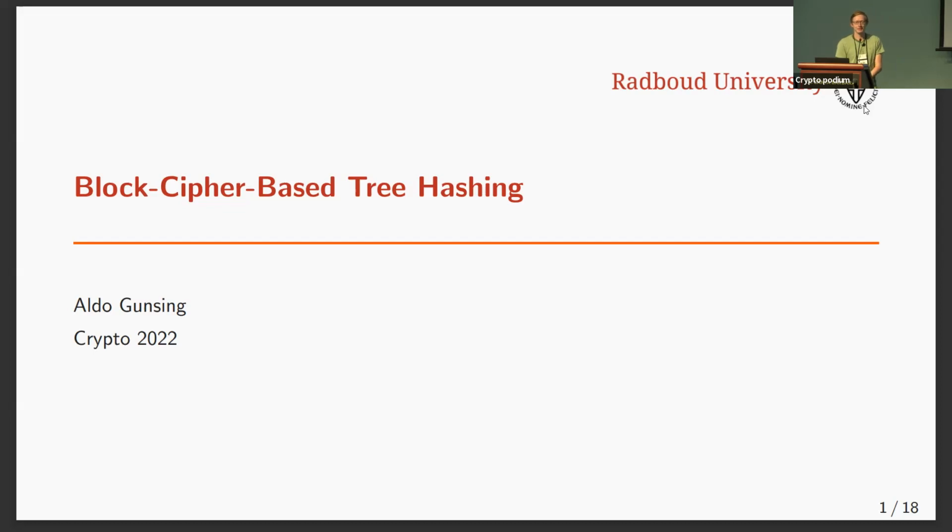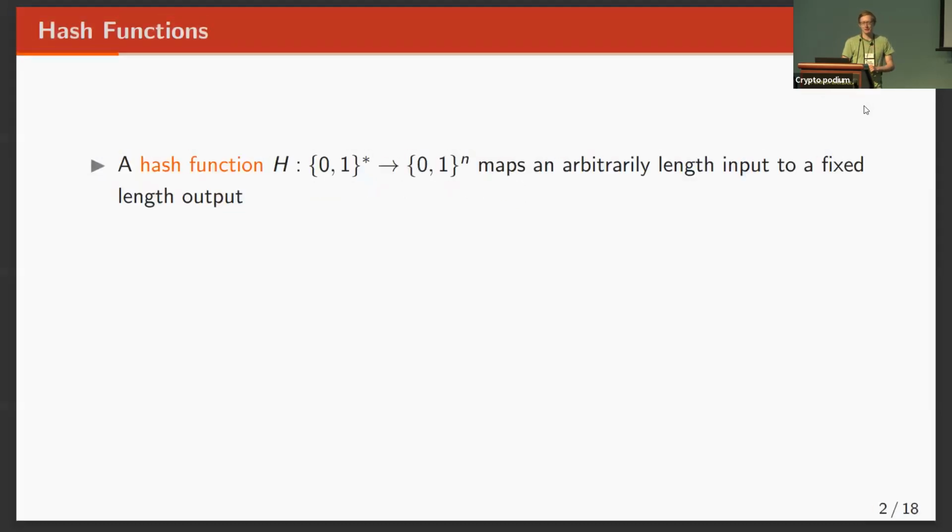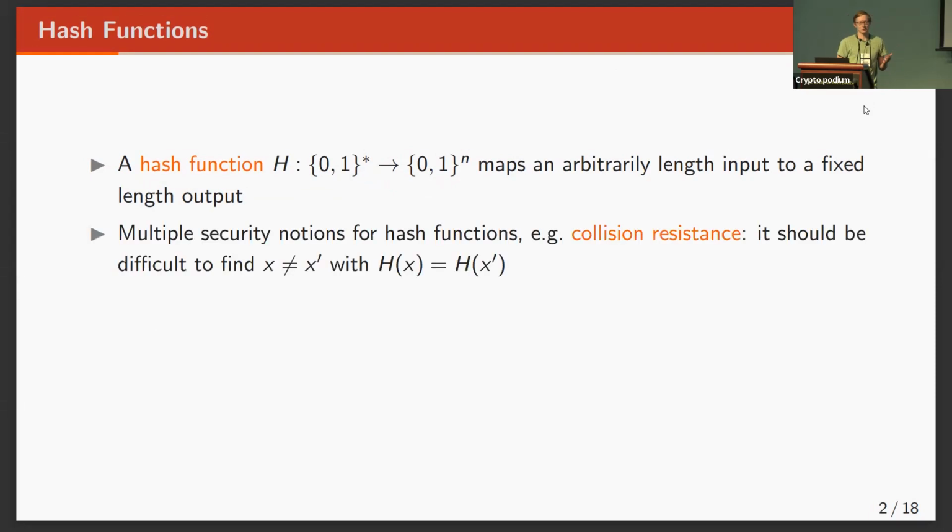Thank you for the introduction. So like the previous talk, my talk will also be about hash functions. So we'll repeat a bit of the definitions, but I will go over them briefly. So a hash function is a function that maps an input of arbitrary length to a fixed length output. And as we saw, there are multiple possible security notions for them. So one example was the notion of collision resistance, which means that it should be difficult to find two different inputs that get mapped to the same output.